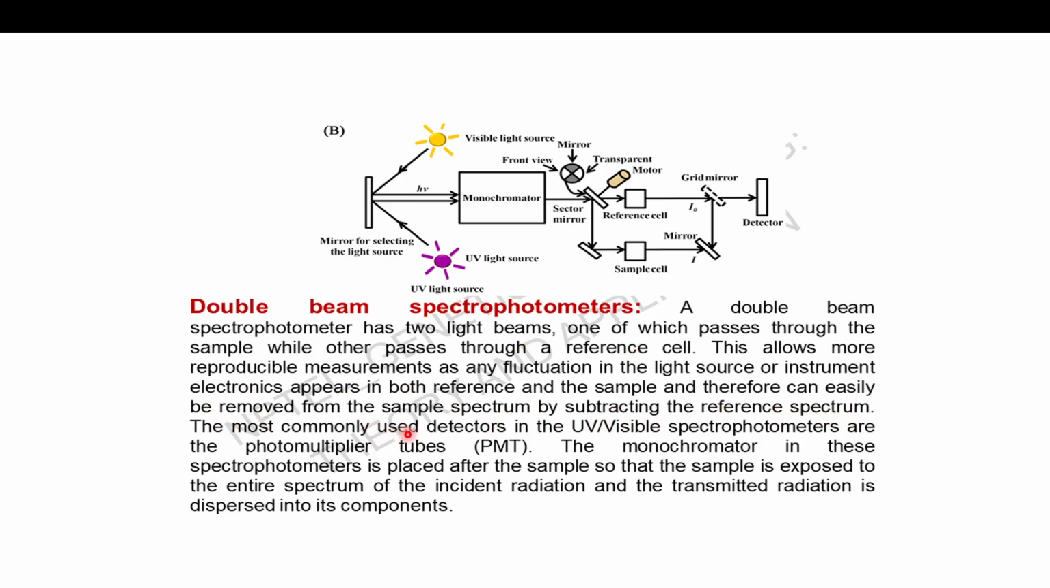Some of the most commonly used detectors in a double beam spectrophotometer, or in general the UV visible spectrophotometers, are PMT or photomultiplier tubes. The monochromator is the one which allows only certain wavelengths of light to pass through. The monochromator in these double beam spectrophotometers is placed after the sample so that the sample is exposed to the entire spectrum of the incident radiation, and the transmitted radiation is dispersed into its components.